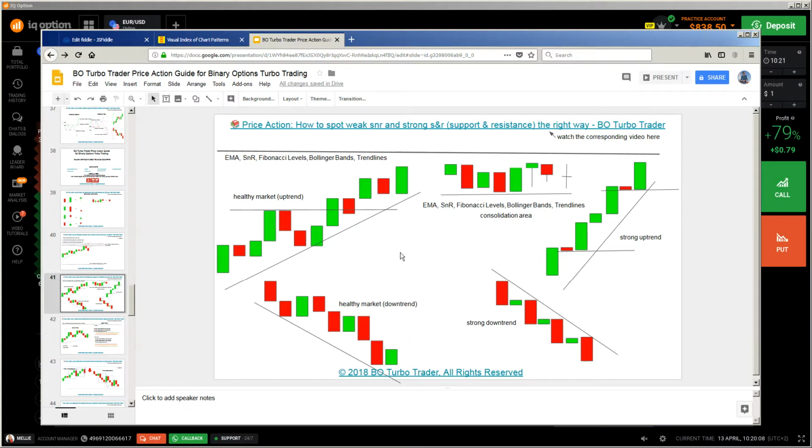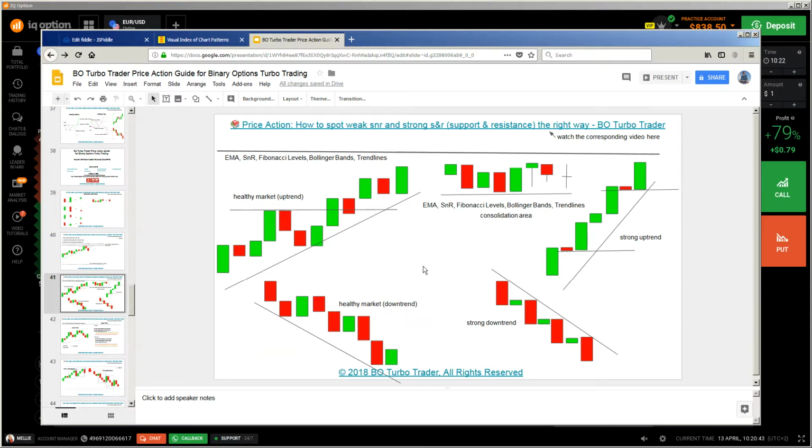That is important. You have to understand, and that is a general fact, that you have reversal trading setups, which you have to trade in a healthy market, an uptrend or downtrend, and continuation trading setups, which you have to trade in a strong uptrend or strong downtrend. Those are the basics. I'm only touching the surface. You have to get deeper into this by watching the videos to understand those concepts.